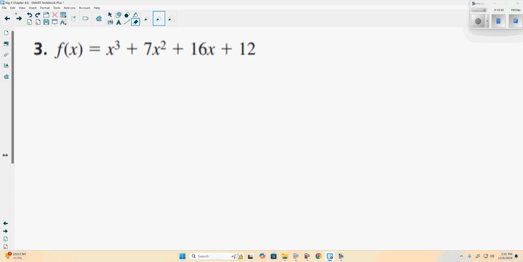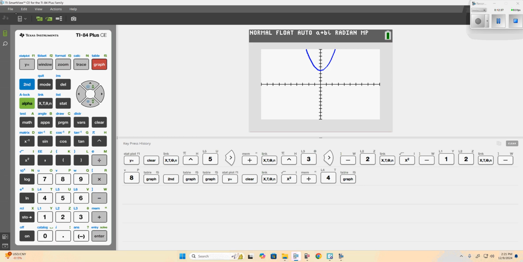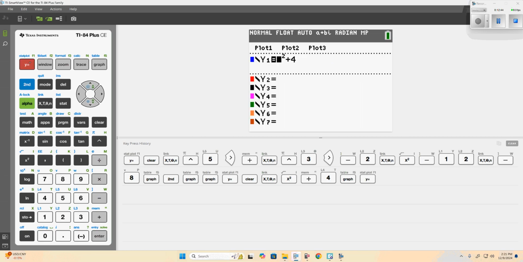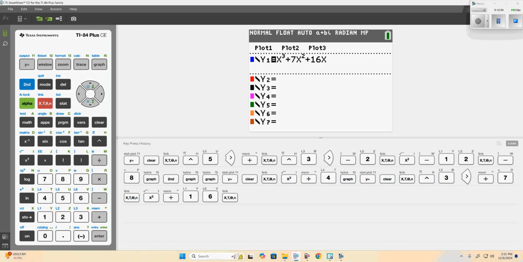And again, there's different ways to solve it, but the first thing I do is graph it, especially since we have these nice graphing calculators. Y equals x cubed plus 7x squared plus 16x plus 12.